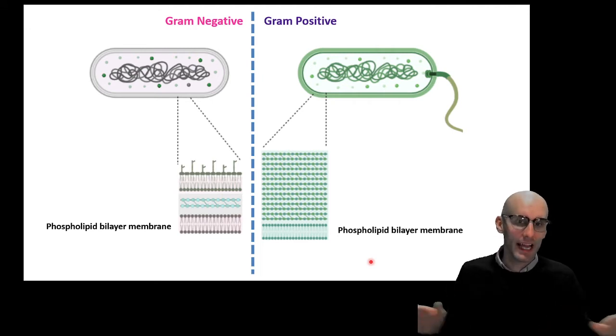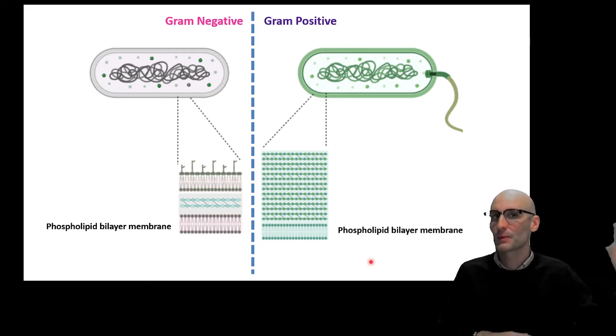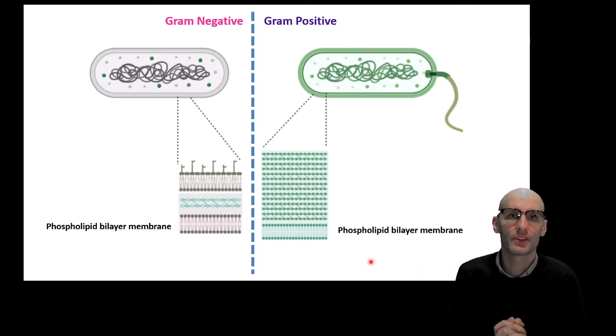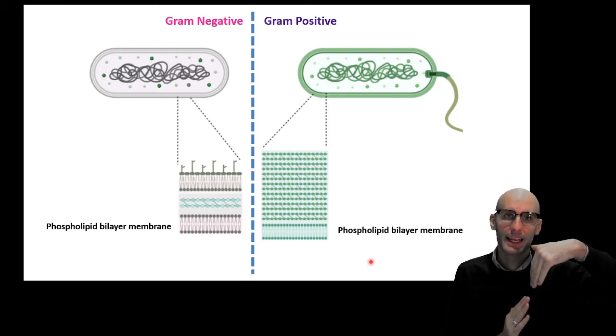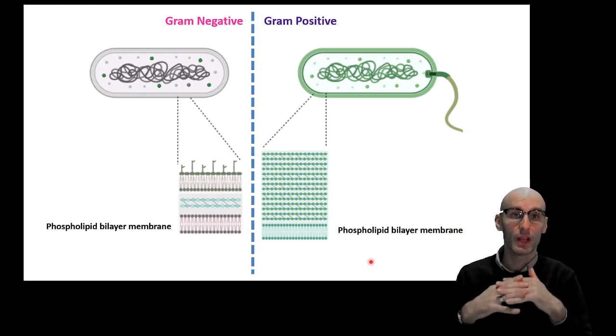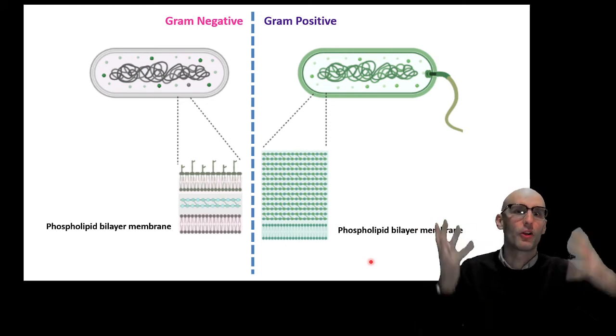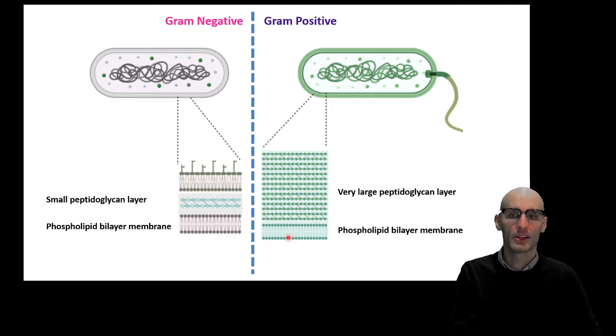The first layer is the phospholipid bilayer, which we've all got. Plants, fungus, bacteria all have this phospholipid bilayer. It's just that hydrophobic, hydrophilic interaction that creates it. This is a flexible layer that controls what goes in and out of the cells, and that's why we've all got it. It's a very important biological structure.